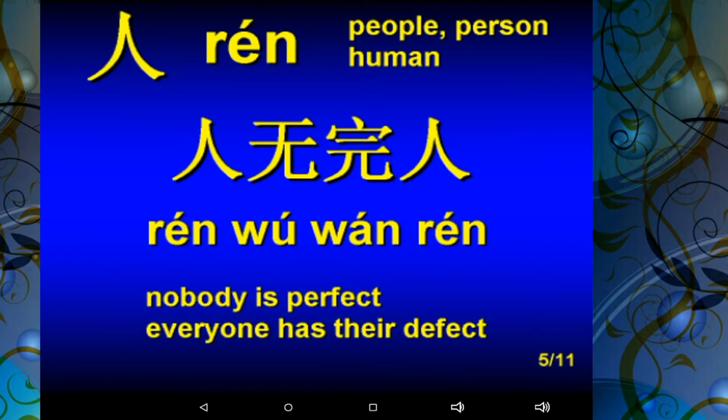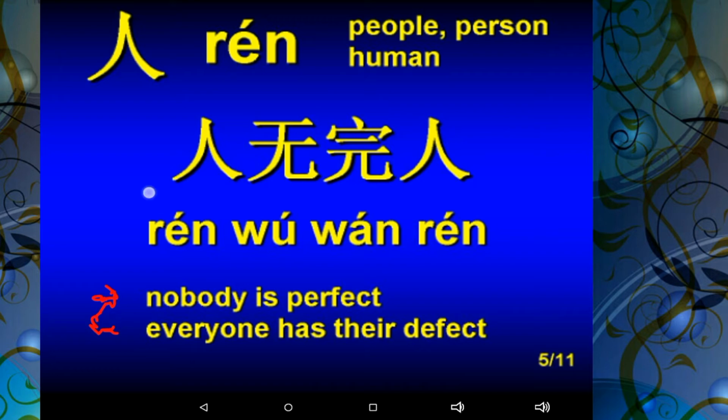4 characters together. And what do these 4 characters together mean? These 4 characters combined together make a Chinese idiom or a Chinese phrase. And this phrase is nobody is perfect. Of course, it can also mean that everyone has their defect or everyone has problems. Okay? Now here's the 4 characters together.